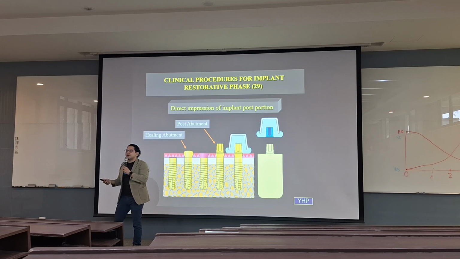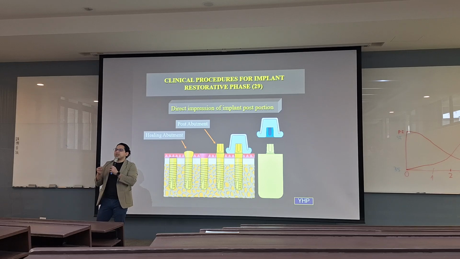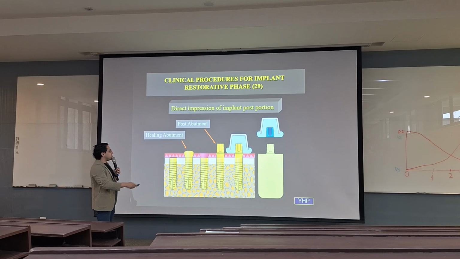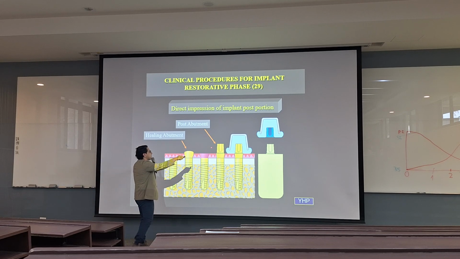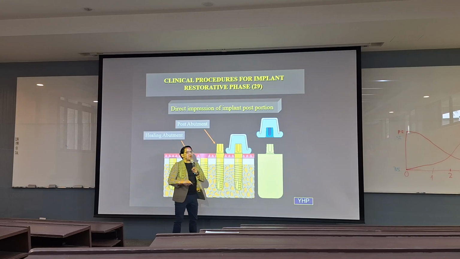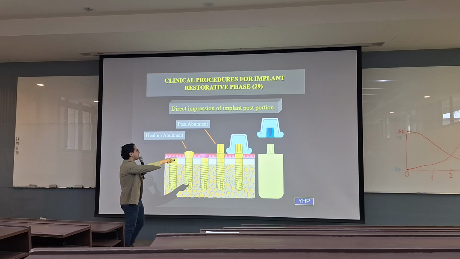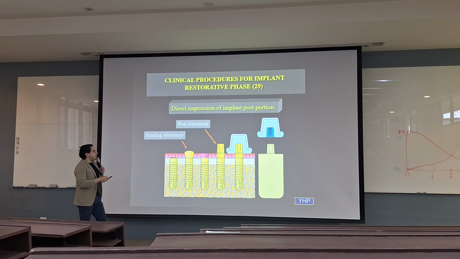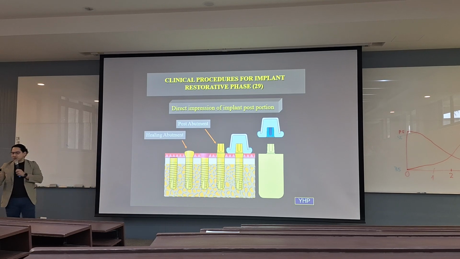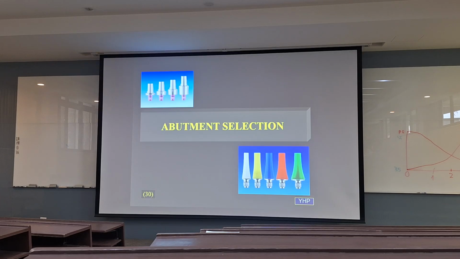You don't need to remove it, because that post is the one that will be attached to your complete denture. So you can take a direct impression of that post, take it to your stone cast, make a complete denture, and then connect it to your post abutment. I will show you a case later on so you can see an example of that.